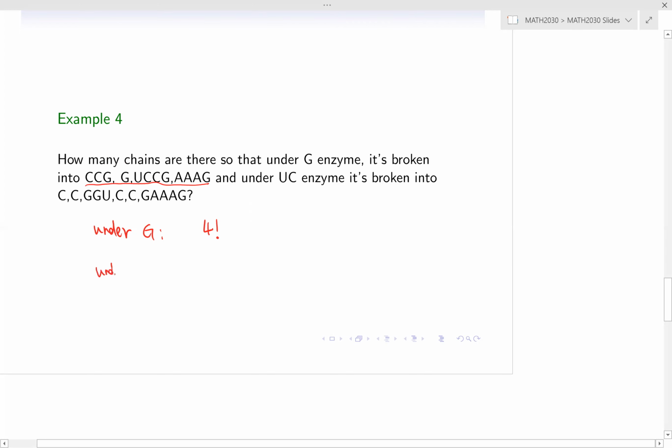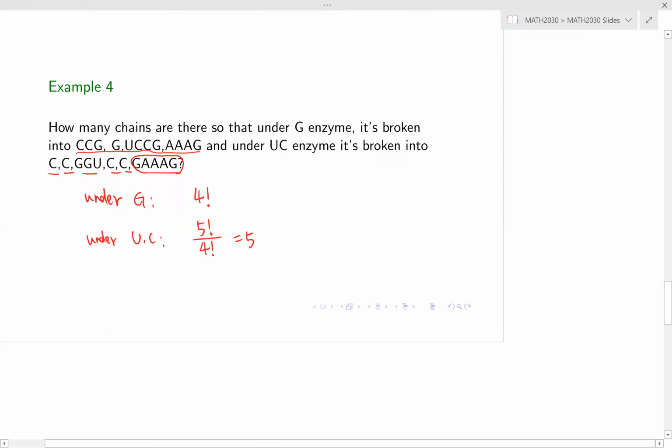And then under UC enzyme, we want the chain to be broken into these 6 subchains, but the number here is no longer 6 factorial because this particular subchain has to be at the end. It doesn't end with U or C, so it has to be at the end of the original chain. And then we're simply reordering the remaining 5 subchains, which turns out to be 5 factorial divided by 4 factorial, because we have 4 identical C's, and this turns out to be 5.